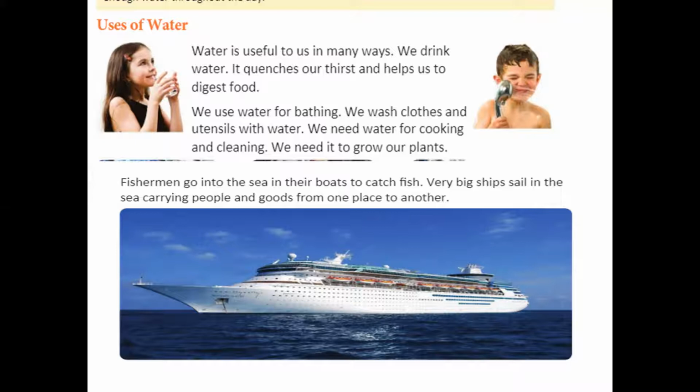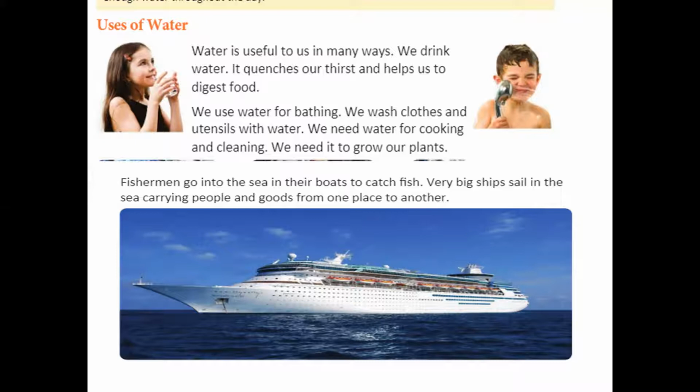Okay, so we wash our clothes and utensils with the help of water. We need water for cooking and cleaning purposes, and not only humans, animals also need water to drink, and after that plants also need water to grow. Okay, now the next uses will be very important.